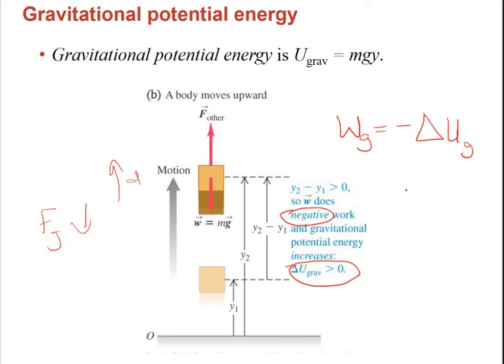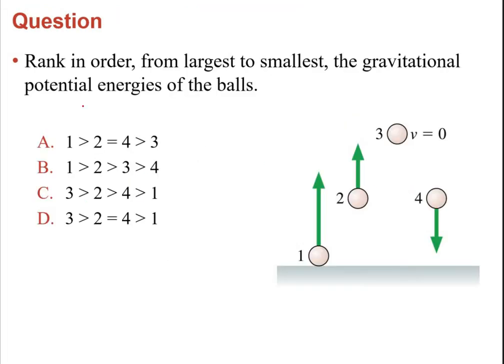Now let's answer a few questions about gravity. So you have these four balls that are in different situations. Some of them are moving. The green arrow shows the direction of motion, and then they're at different heights. 2 and 4 are at the same height, right? So you have to rank these based on their gravitational potential energy. Pause the video, think about it.